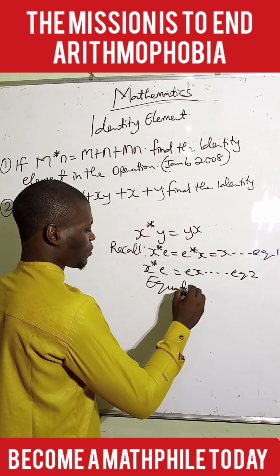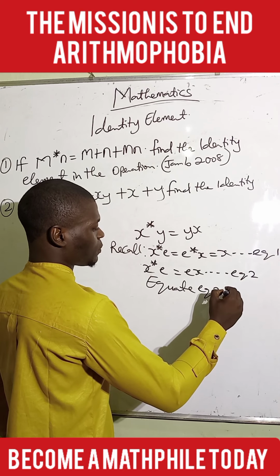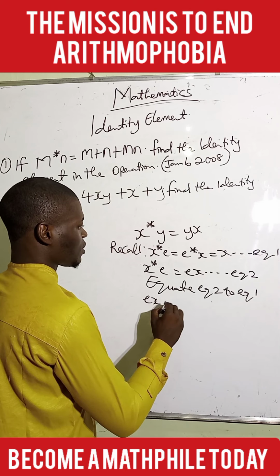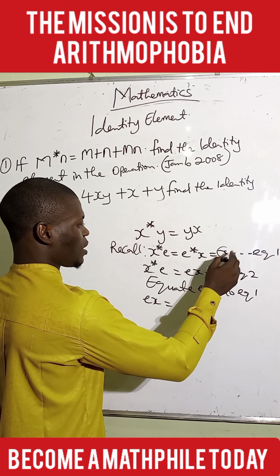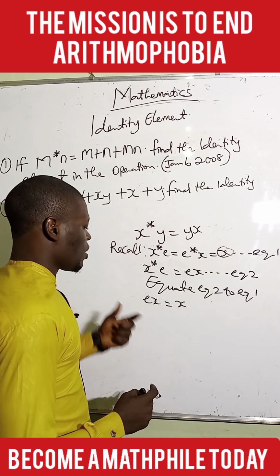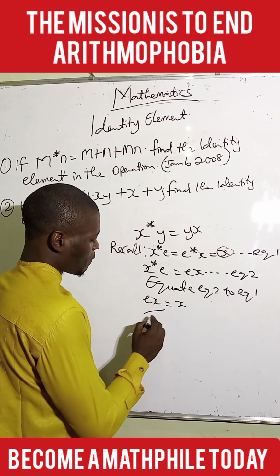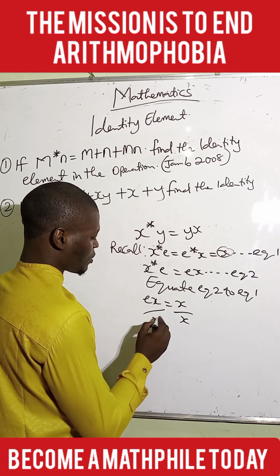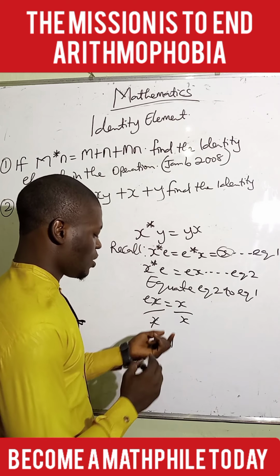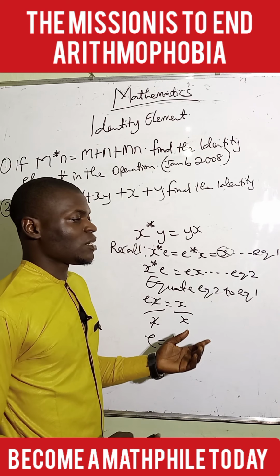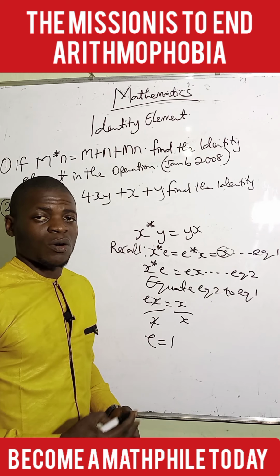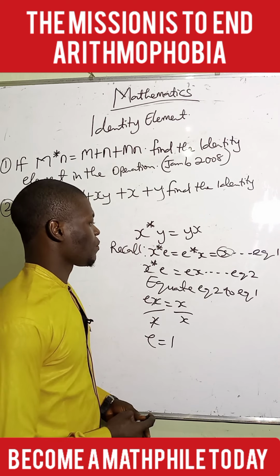Equate equation 2 to equation 1. We will have EX equal to equation 1, which we have here as x. Before we can make E subject of the formula, we have to divide both sides by x. X and then x, x can now cancel x. We now have 1, because any number that is divided by itself will always give 1, whether it is a known variable or an unknown variable. Okay.